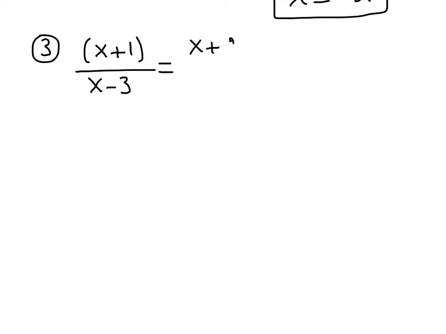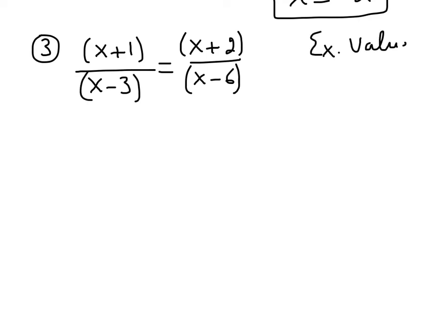Okay, number 3. I want you to look at it, and it's x plus 1 over x minus 3 equal to x plus 2 over x minus 6. I would like you to put parentheses around all the quantities. I want you to go to the side and find your excluded values. Excluded values are values that we want to exclude. They're not potential solutions. These are the values that make our denominator 0.